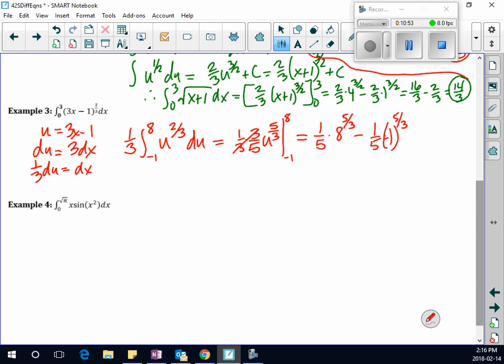So the cube root of 8 is 2. 2 to the power 5 is 32. So I get 32 over 5. The cube root of -1 is -1. -1 to the power 5 is -1 times 1/5 with a subtraction. That becomes a plus 1/5. Yes? So then we get 33 over 5 as my final answer.